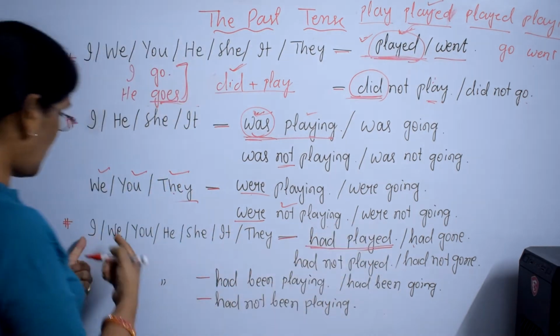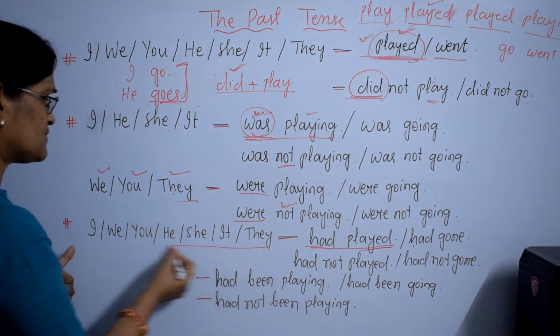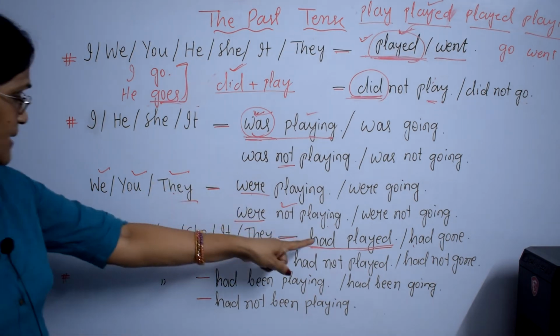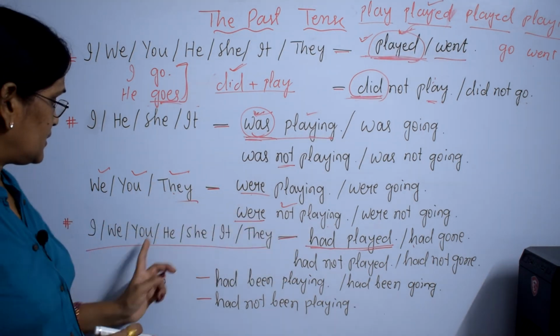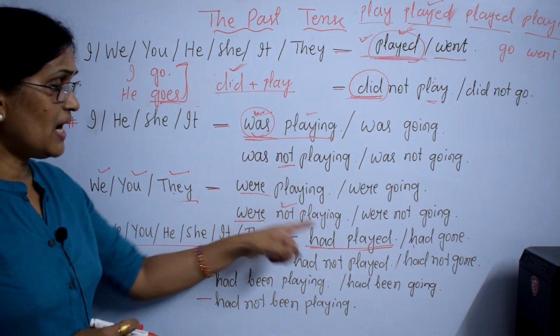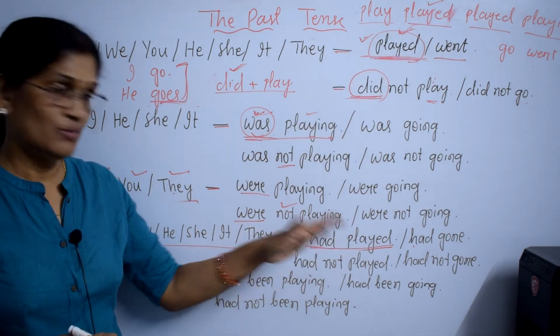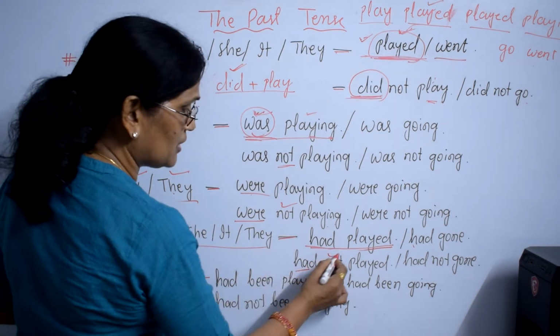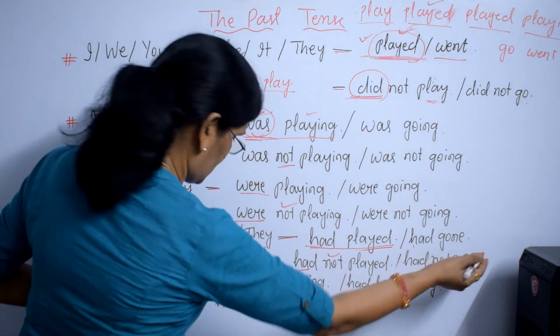Had played. So I had played. All kinds of subjects agree with had. So I had played, we had played, you had played, he had played, she had played, it had played, they had played. Okay. Its negative form, just after had you use not: hadn't played, hadn't gone.